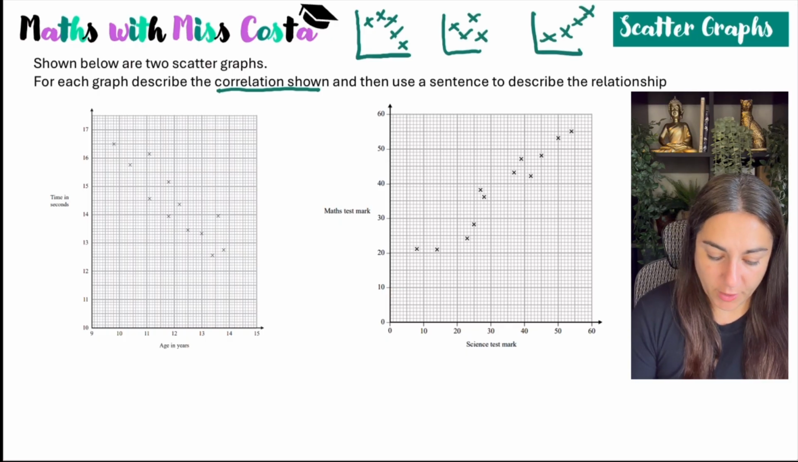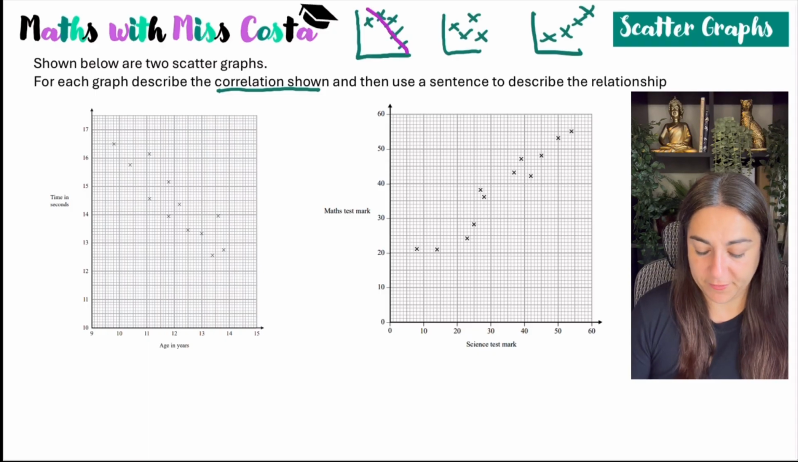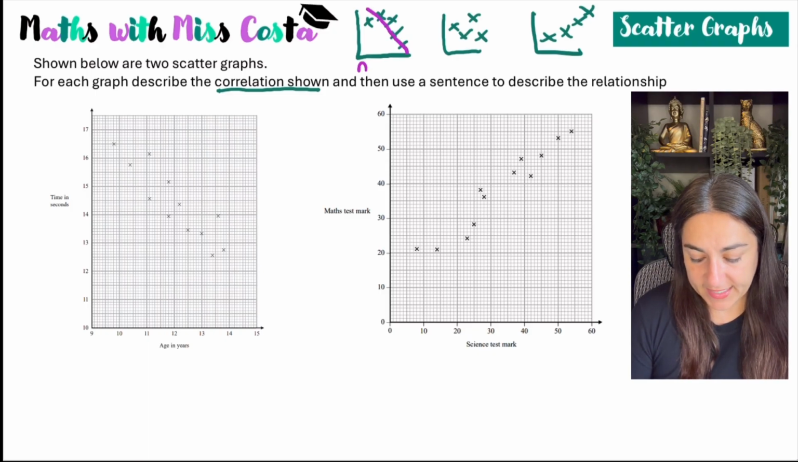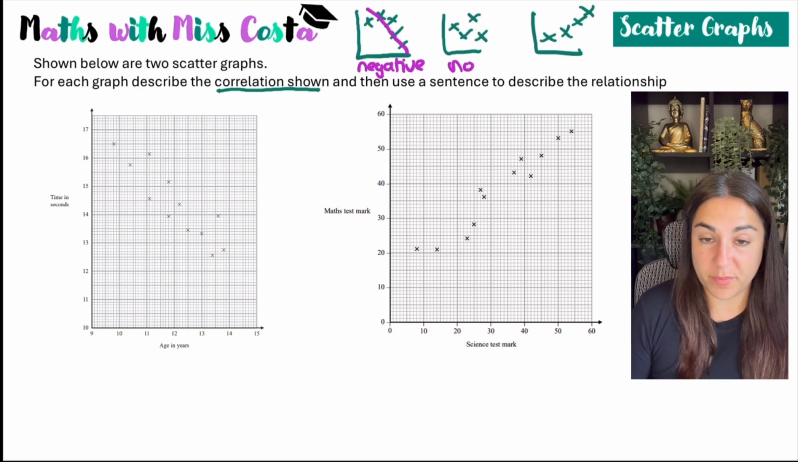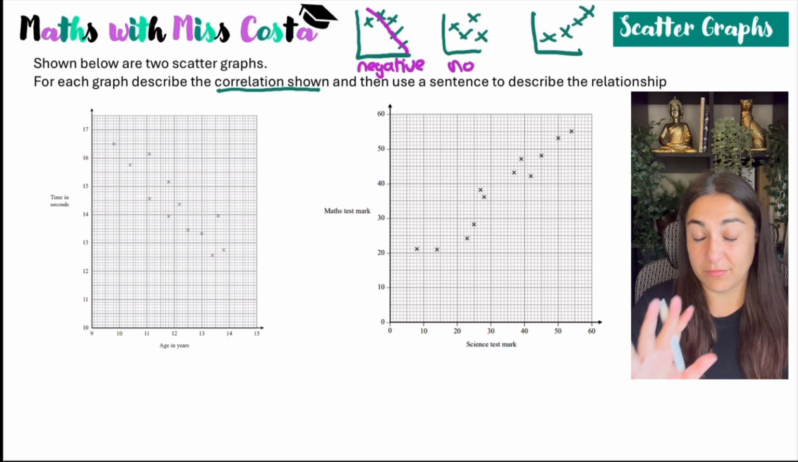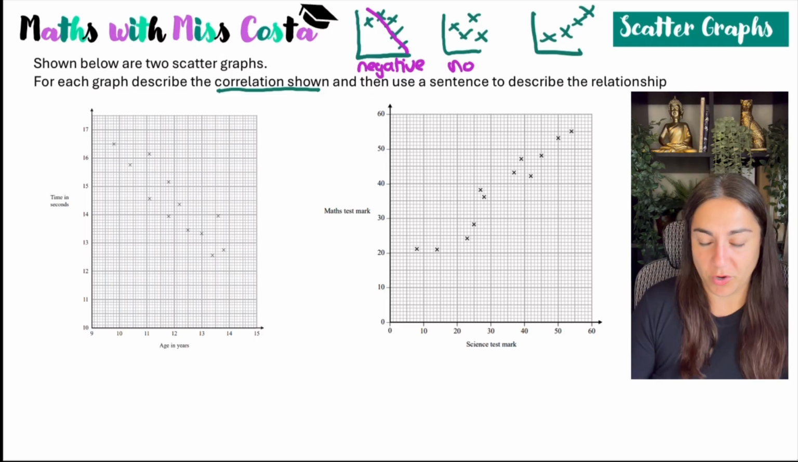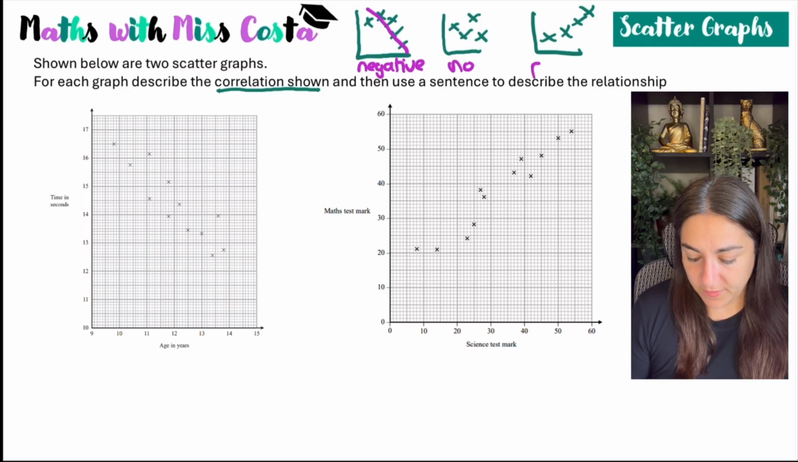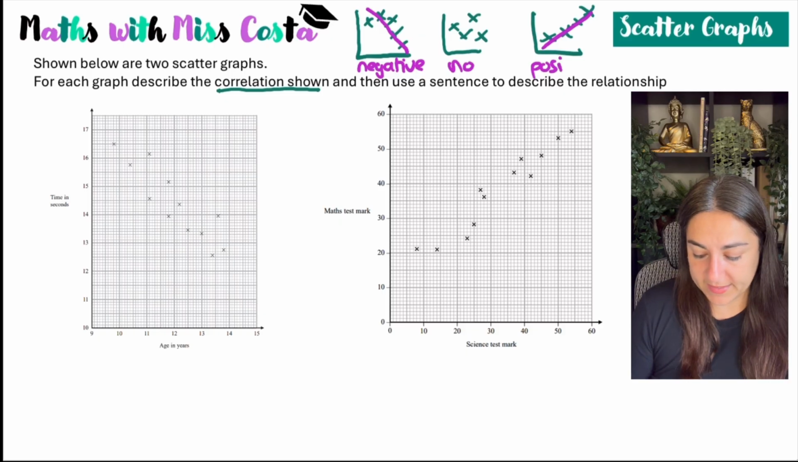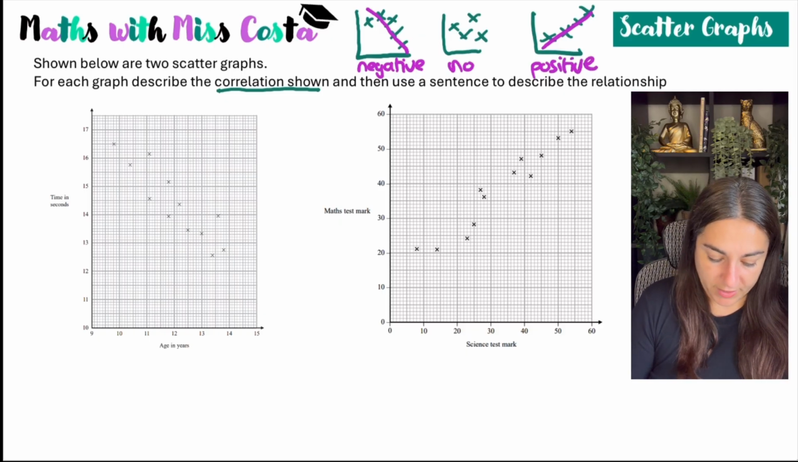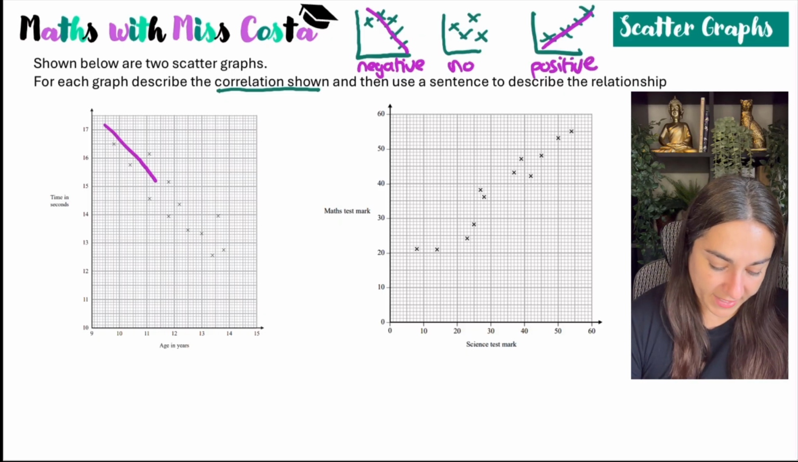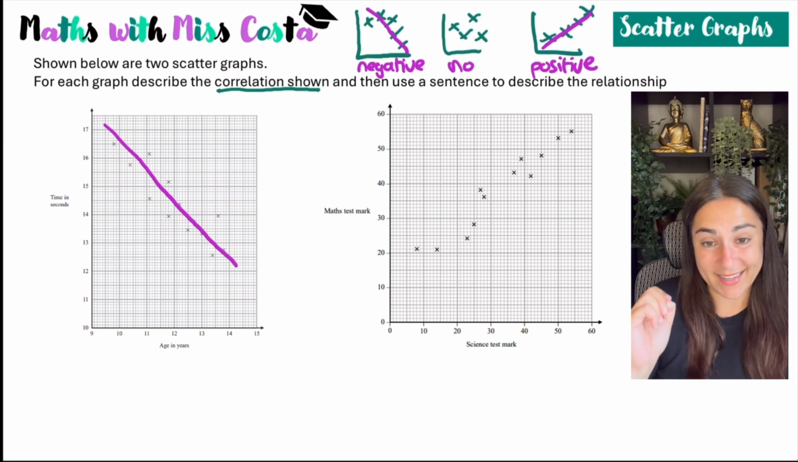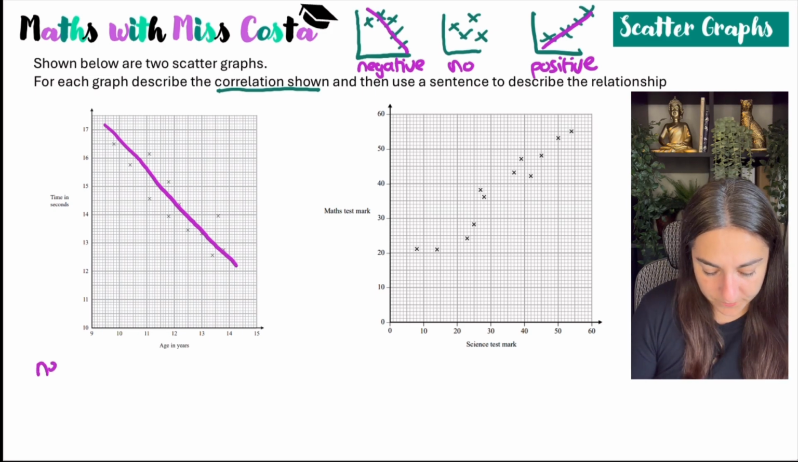So if it's going down, and if you could draw a line of best fit and it looks like this, then it's a negative correlation. If they're all bunched up and there's no real pattern, there's no correlation. And if you drew a line and the data set's going up, then it's a positive correlation. So let's have a look at this graph here. If I drew a line of best fit, I can see that there's a clear negative correlation.